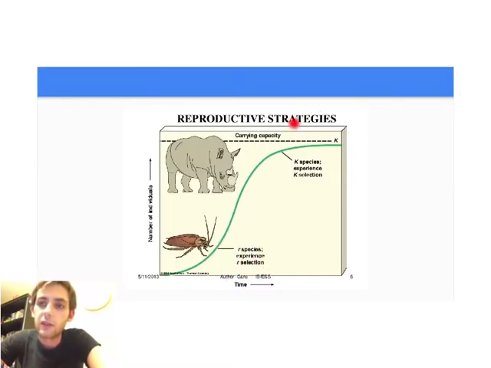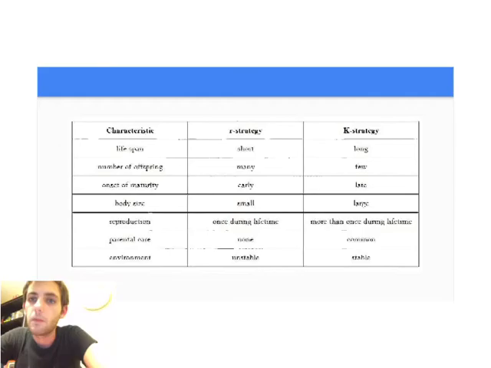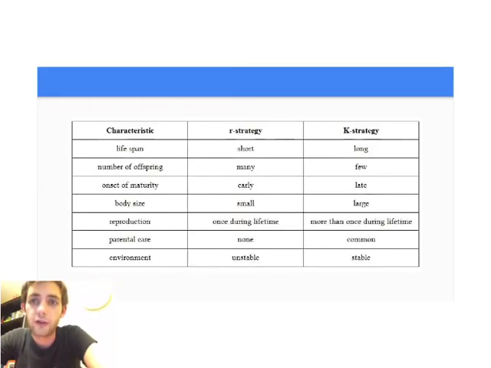This is contrasted to individuals who are K species or K strategists. They get that name because they hang out near the carrying capacity. They're fairly larger, and they often will compete for resources more so than those R strategists. In the next slide, I'll show you a more detailed table to describe the differences. So here are several characteristics, and we're going to compare R strategists to K strategists.